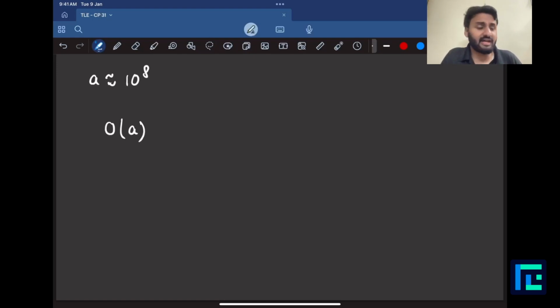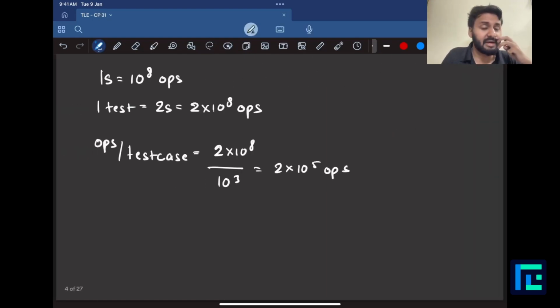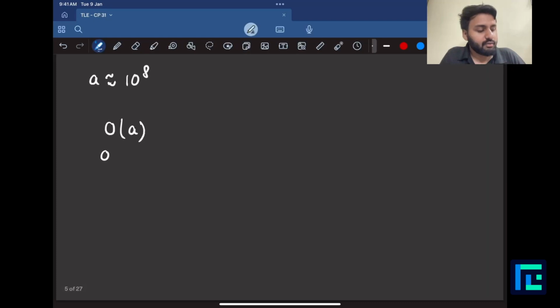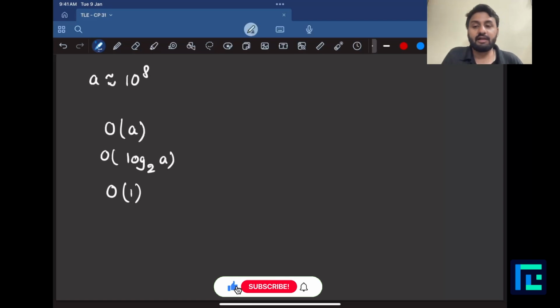No, you cannot, because that means I am running a solution that's in 10 power 8 order and every test case is going to allow me 2 into 10 power 5 order. That means this is not possible. So below this is what I need to explore. So just below this, a time complexity that might fit is the log powers, maybe log base 2 of A, or even best, I create something like a constant solution.